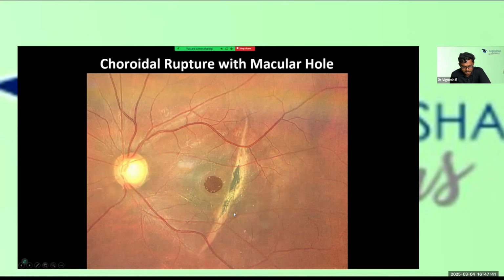You're seeing the fundus. It shows a hole-like lesion at the macula. That is a macular hole post-trauma. And what you're seeing here, a circumferential sort of lesion, is a choroidal rupture. This choroidal rupture is accompanied by a traumatic macular hole. This patient, depending on the configuration of the macular hole on OCT, can either be observed or can be taken up for vitreoretinal surgery.